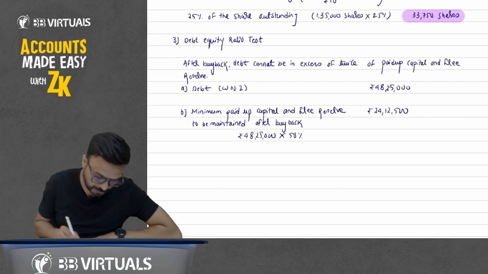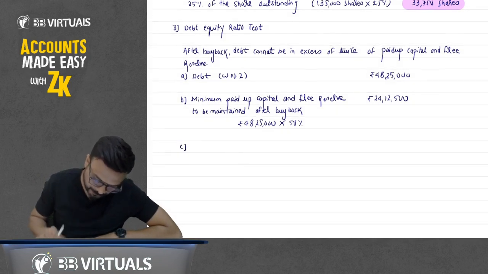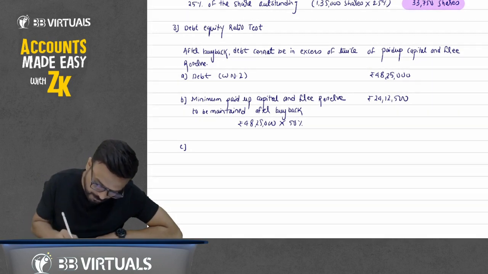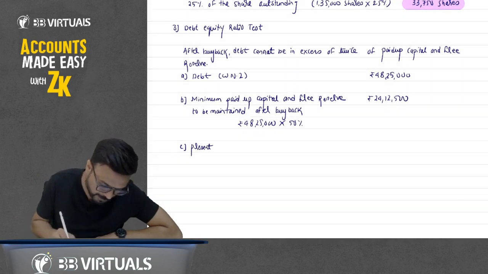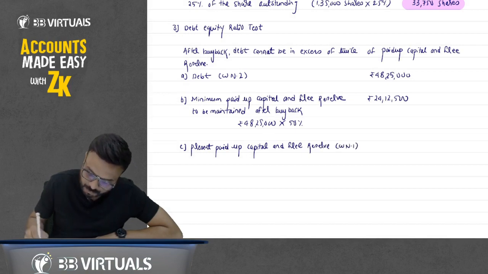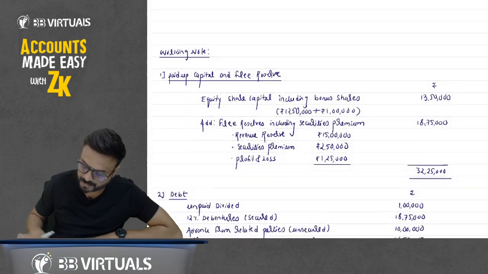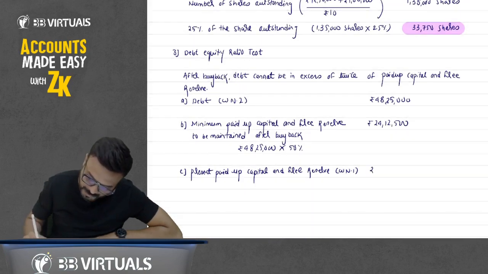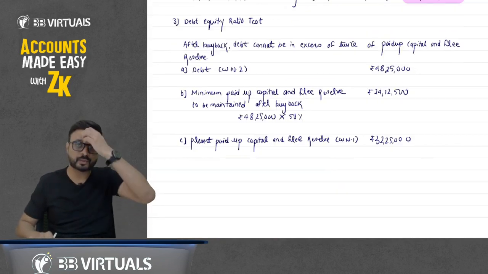So write down here, point number C. Present paid up capital and free reserve that we have calculated in working note number 1. How much is paid up capital and free reserve? 32,25,000. So existing is 32,25,000.